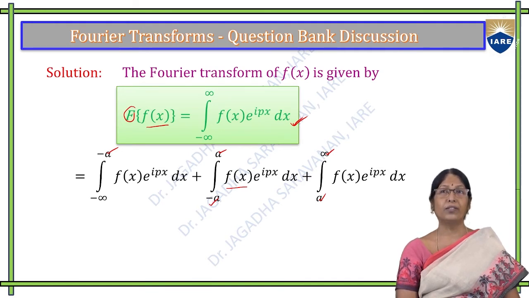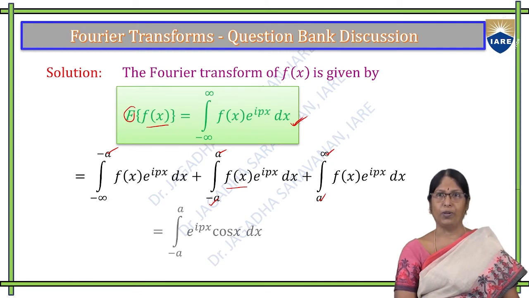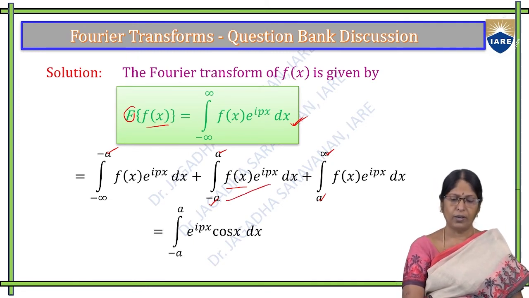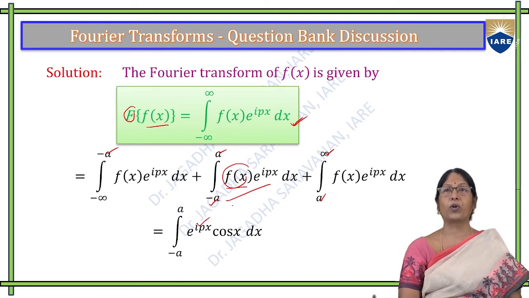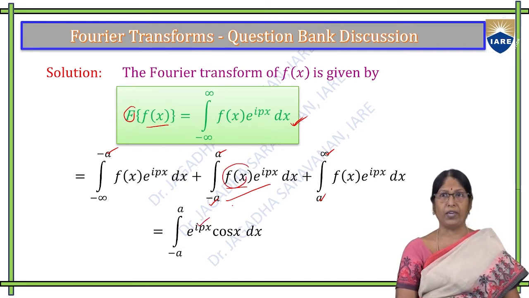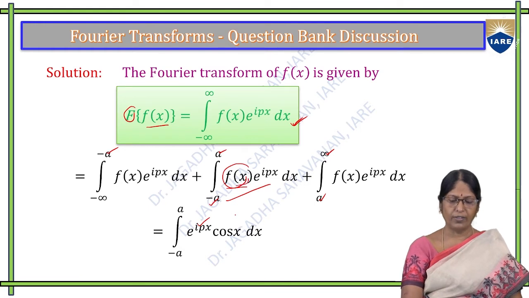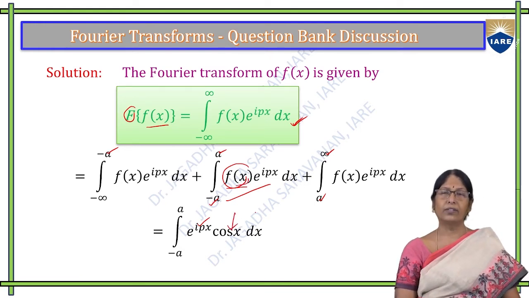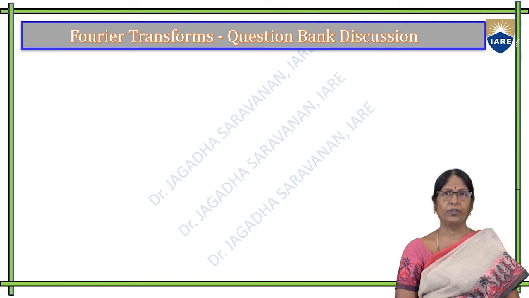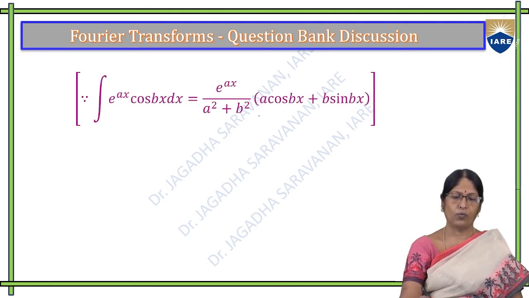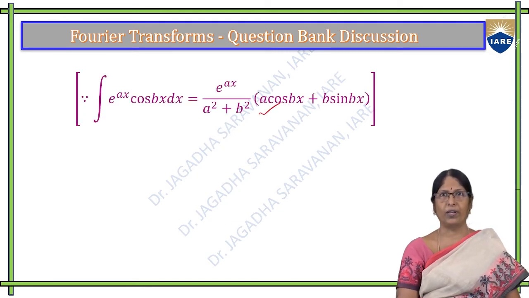Next, to reach the solution correctly, we are going to apply the third level according to this problem. So the third level we can apply in the f of x according to our problem, e power ipx, f of x is cos x. This integration we have to do. So for which this is the formula, a very important formula.